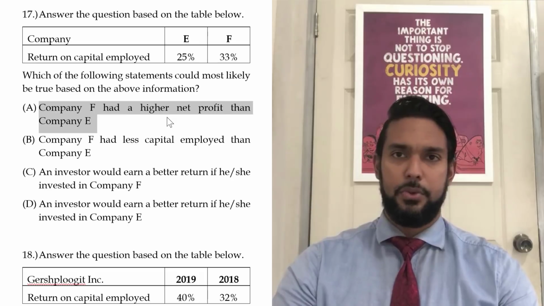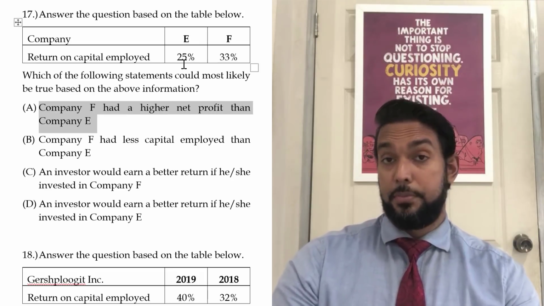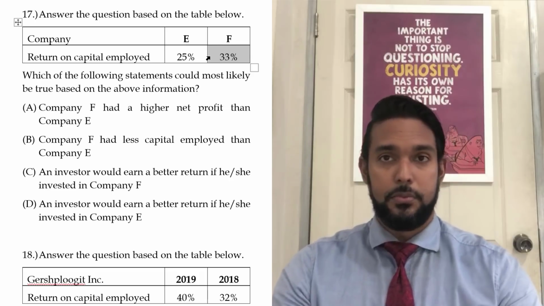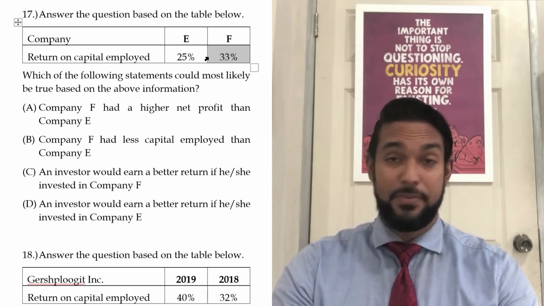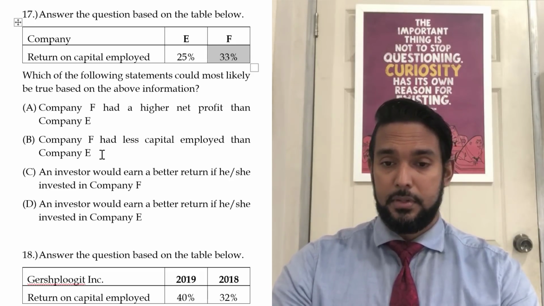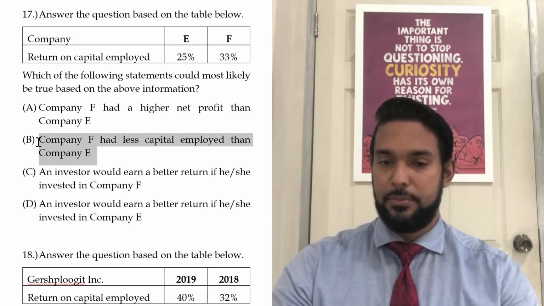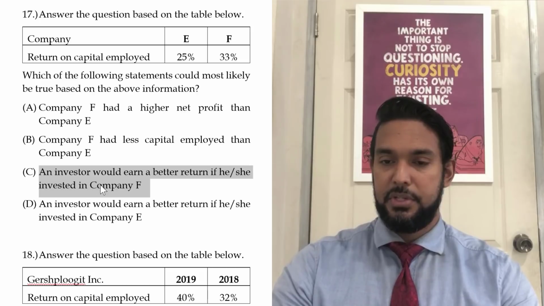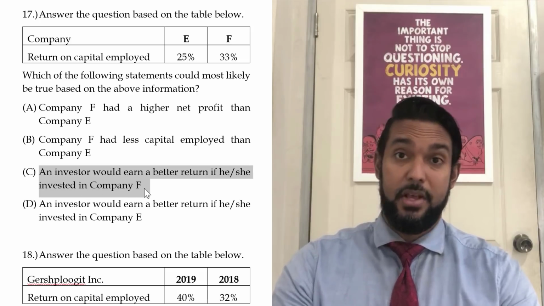Once again, we don't know. We just know that the proportion of net profit to capital invested or capital employed is higher for F than for E. Company F had less capital employed. We also don't know that. An investor would earn a better return if he or she invested in Company F. Yeah, that is true.